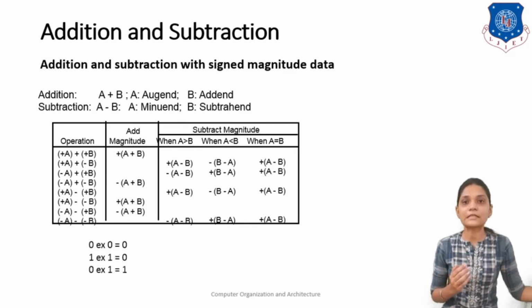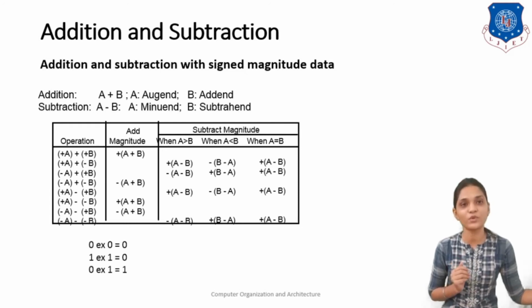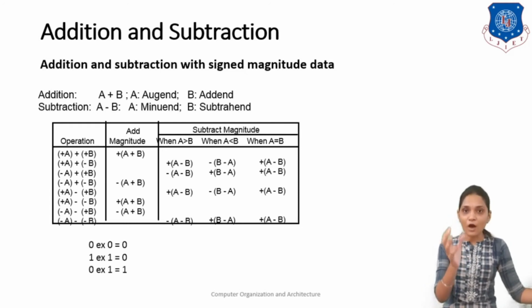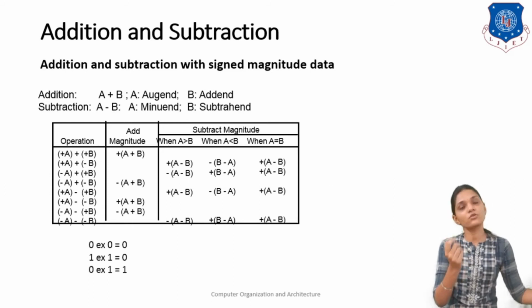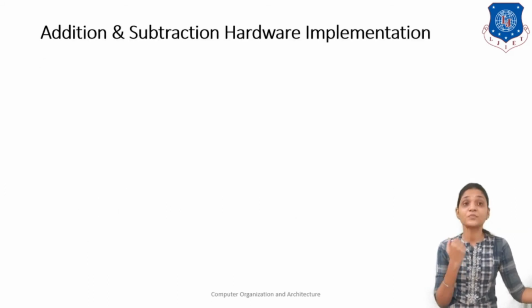So you can represent it like this: 0 XOR 0 is 0, 1 XOR 1 is 0, and if it is different sign, that is 0 and 1, then the XOR gate's output will be 1. So depending upon this output or this condition, you can decide whether you are going to do the addition operation or the subtraction operation.